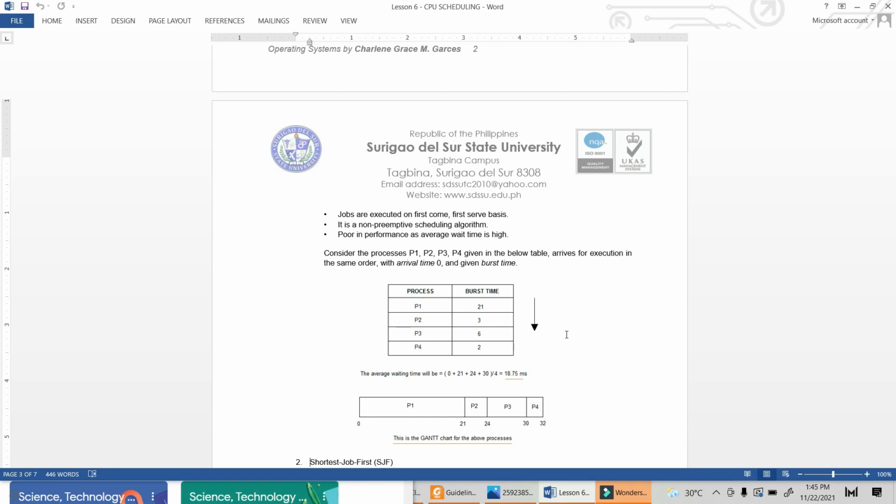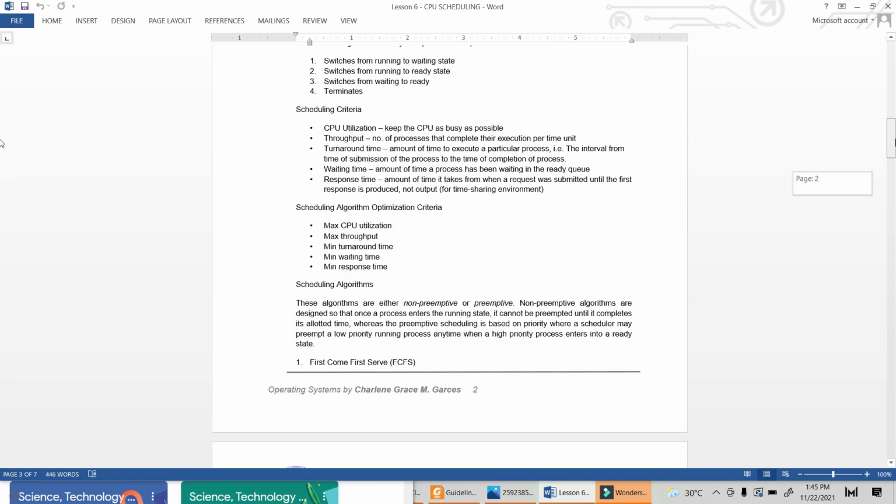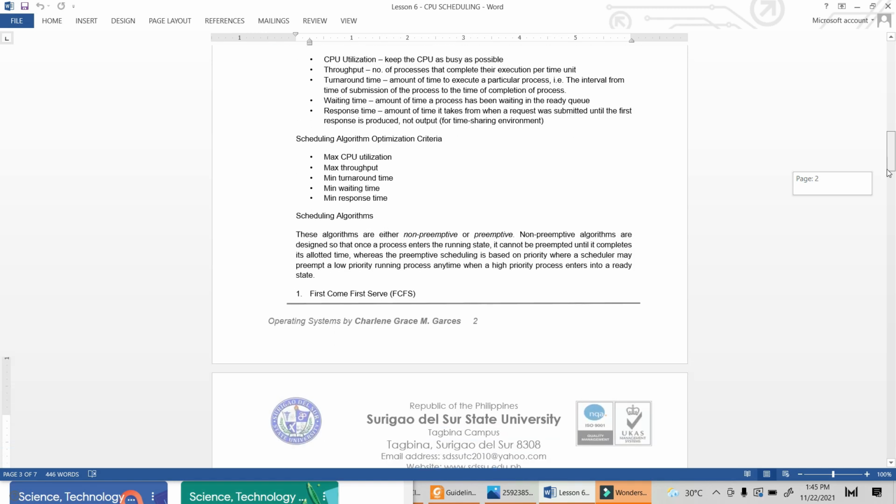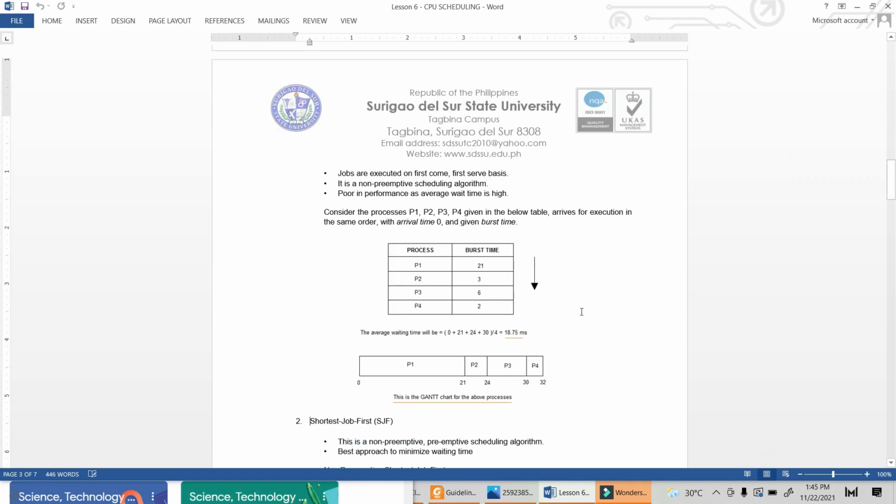So P1 has 21 burst time, meaning the time from the first process up to its completion, or until it terminates. You see here, the CPU decision may take a process from when it switches from the running state up to the time it terminates. So P1 has 21 milliseconds, and then P2 has only 3 milliseconds. So this process is very short. P3 is 6 milliseconds, and then P4 is 2 milliseconds.